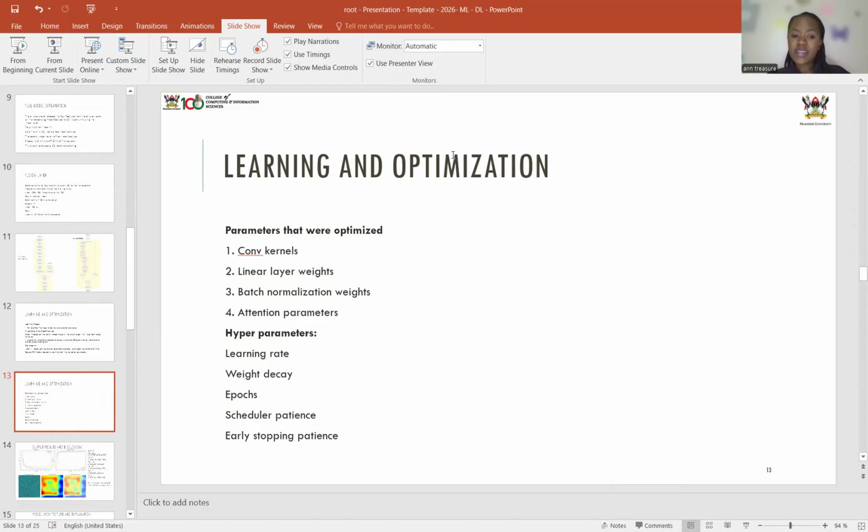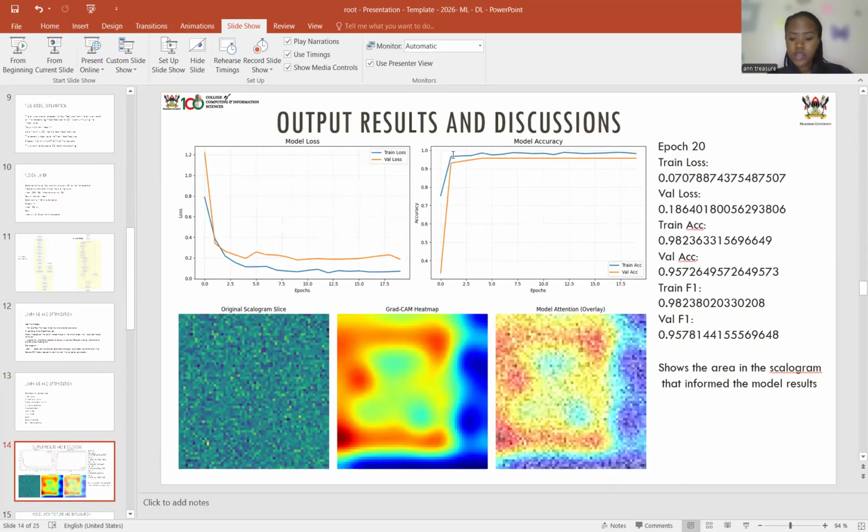We have the learning rates, the weight decay, the number of epochs, which means the number of cycles the model trains, the scheduler patience, how long we are going to wait before we update the learning rate, and then the early stopping patience, which means how many epochs we are going to wait before implementing early stopping, whereby the performance stays the same. This is to prevent overfitting.